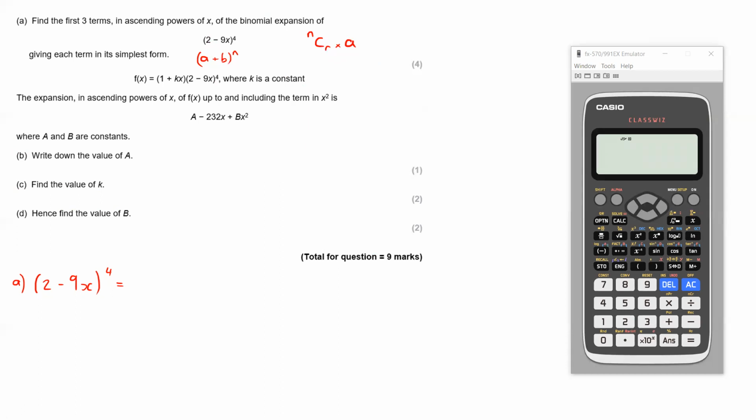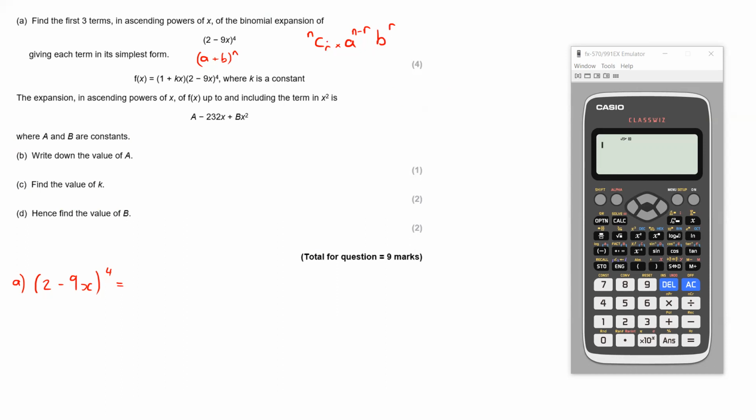I'm just trying to think of the formula here. It's basically decreasing powers, so I just need to get the formula right. So it's n minus r, and then the b will be to the power of r. So that's correct.